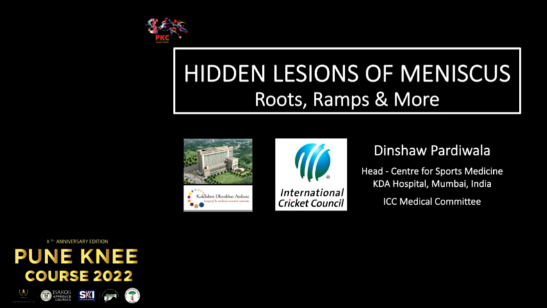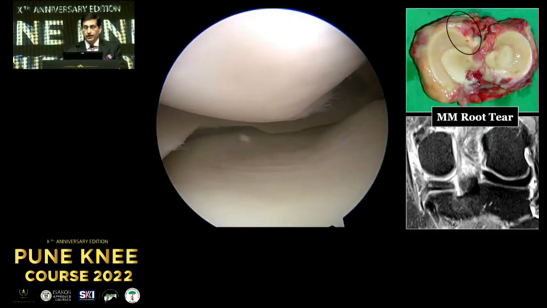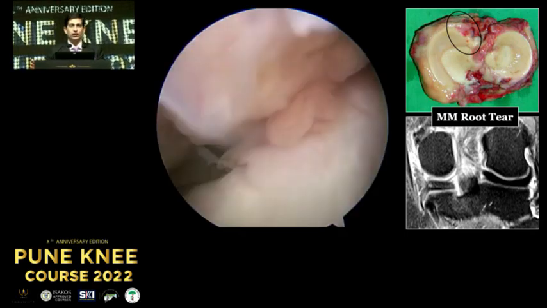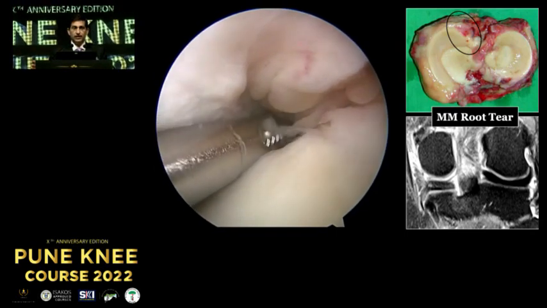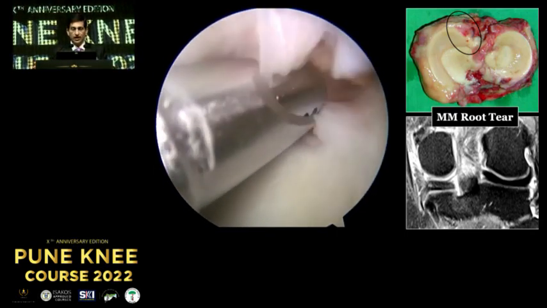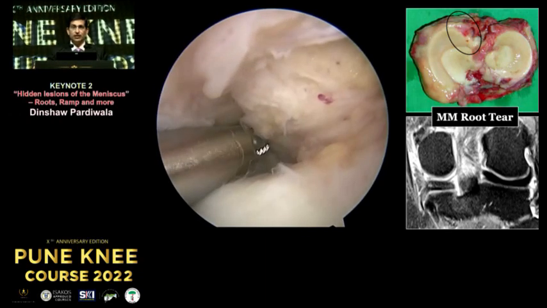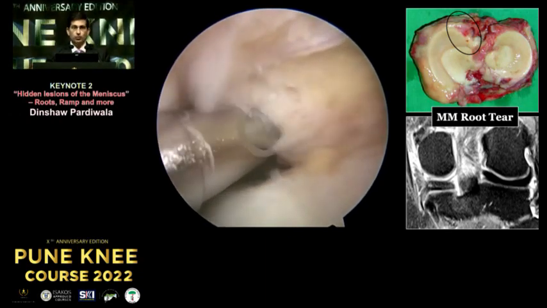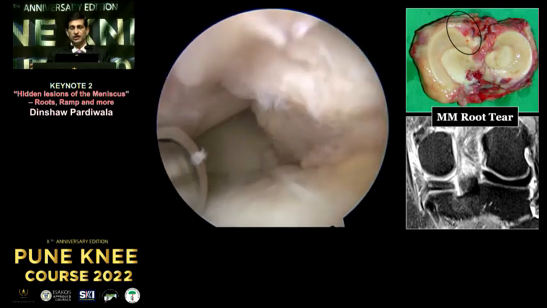So I'm going to talk on hidden lesions of the meniscus. The posterior aspect of the medial meniscus is largely hidden. And if you don't suspect a tear, then you don't specifically look for it, you might miss it. And that's why these lesions are called hidden lesions.